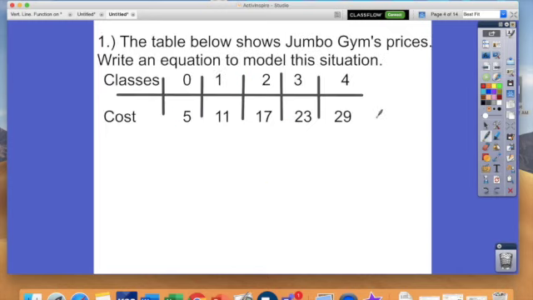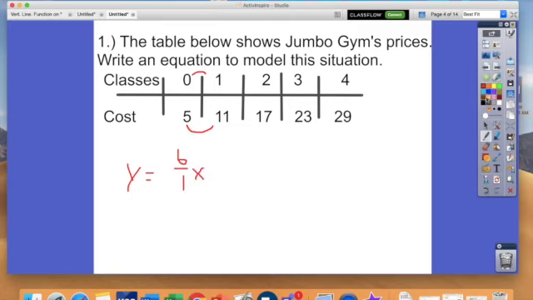Okay, let's keep going. Now this one is a table for Jumbo Gym. Write an equation to model this situation. So now I'm going to take it from a table. I have y equals. Now what do I need to do? We did this all week last week in the bell ringer. We're going to count our slope here. What's my difference between 5 and 11? That's going to be 6. What's my difference in the x's? 6 over 1.